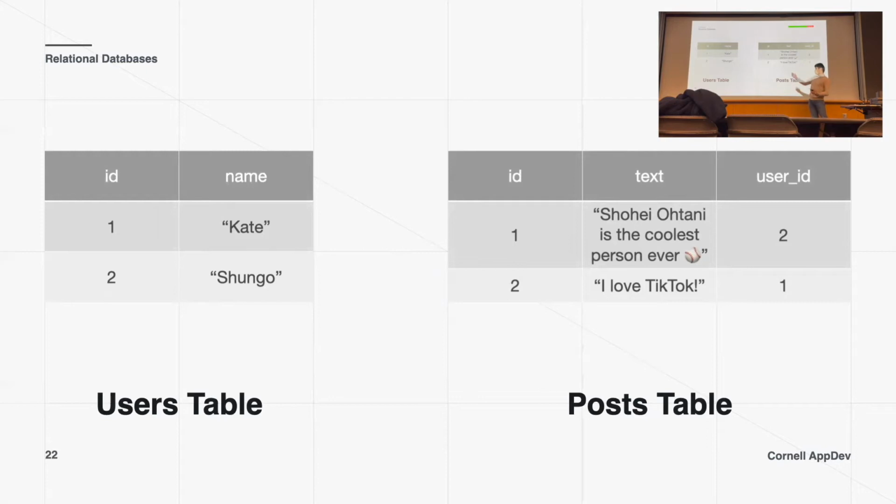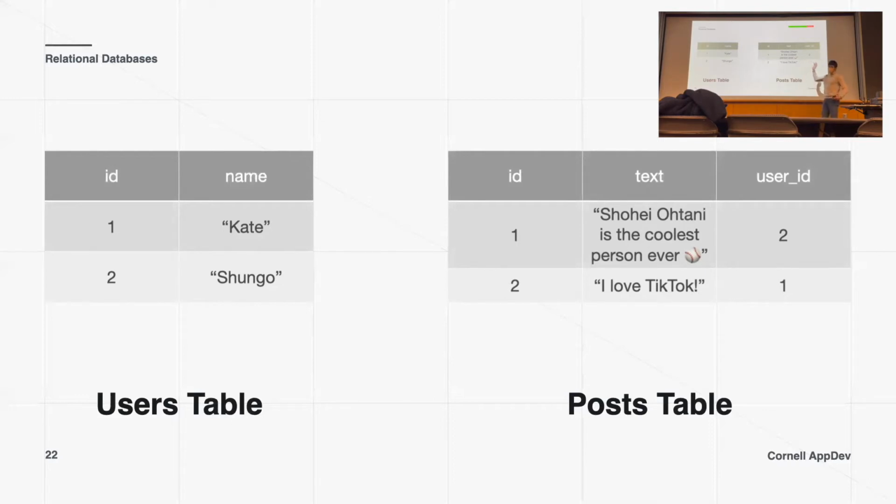In the users table, we have me and Kate, and in the posts, we have posts that me and Kate would likely post. If you haven't noticed already, I'm a big baseball guy, so that's going to be a bit of the personality of the class. But yeah, in our users table, we have the ID and the name field.